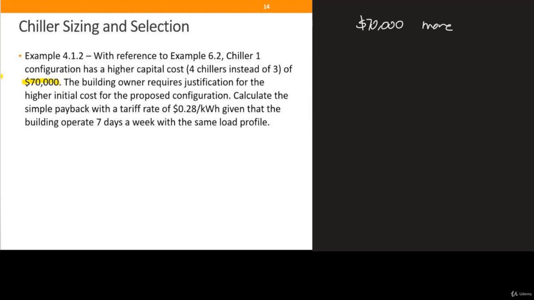So you have to quickly go and calculate a simple payback period to justify your answer. So how do you get simple payback? Simple payback actually means the number of years that it will take to get back all your initial investment. So what do I mean? You will take your additional capital cost, divide by your annual savings.